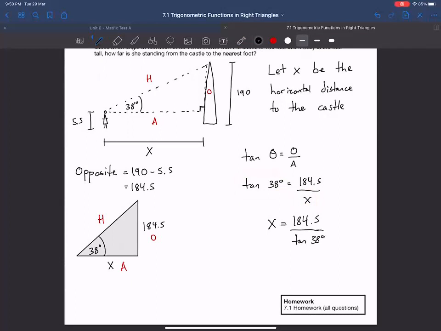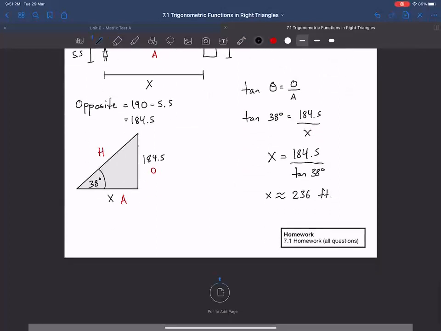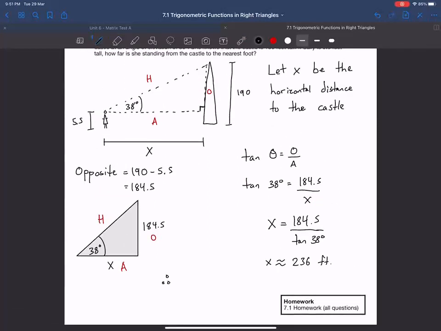And I'll stick this all into my calculator. And this would tell me that approximately my x value rounded to the nearest foot is 236 feet. So I can say here, therefore, Sally is 236 feet from the castle.